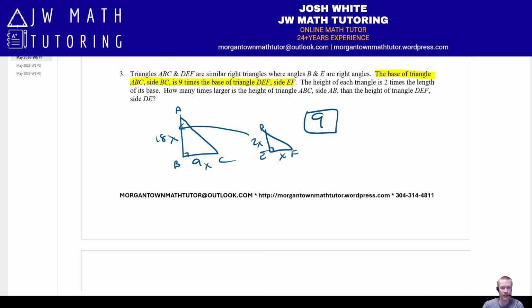So every side has the same scale factor because they're all proportional. Therefore, it's just going to be 9 times as large as well. And that's it. You don't need to do any more work.